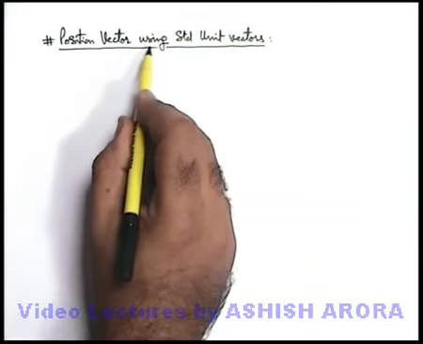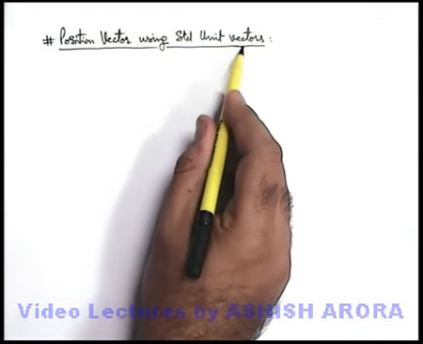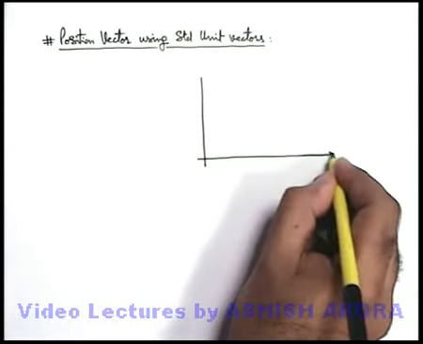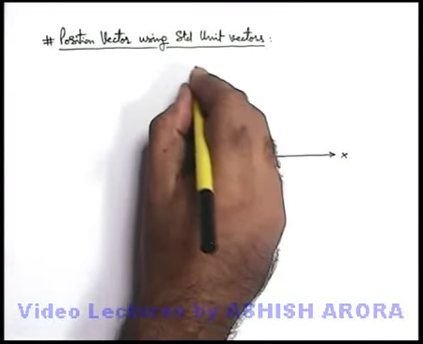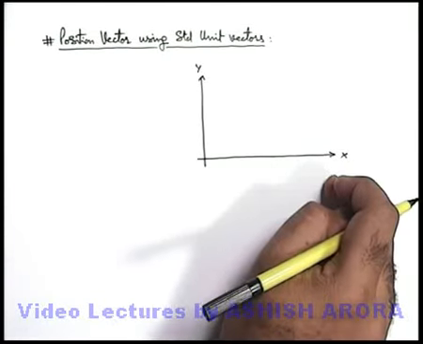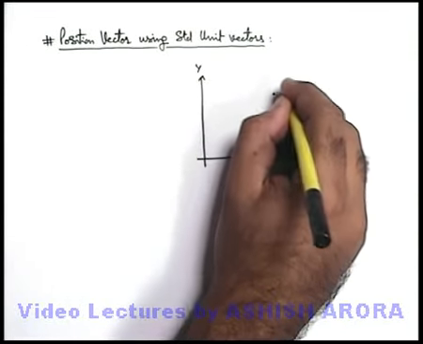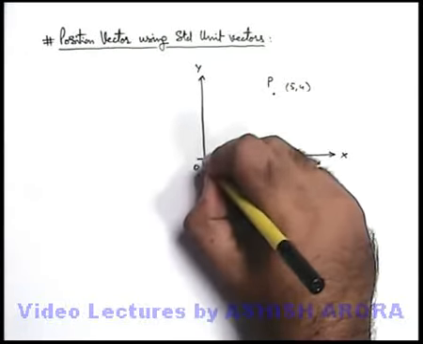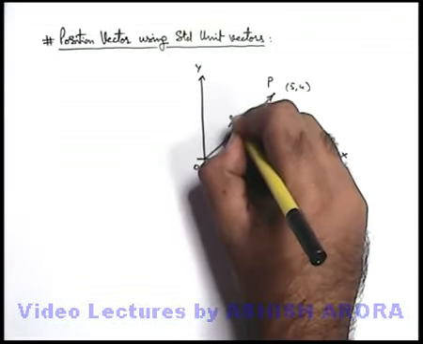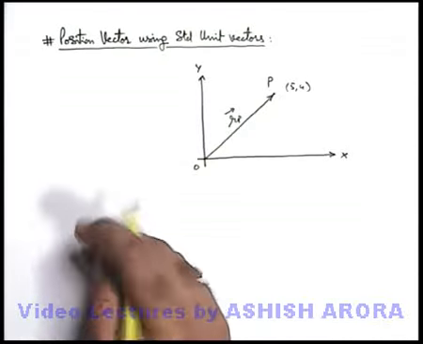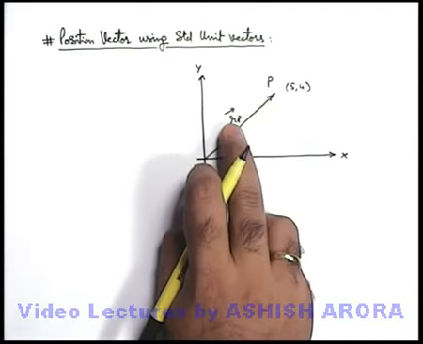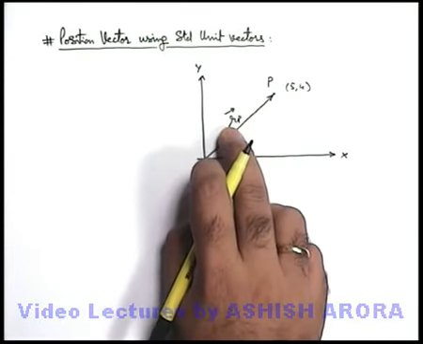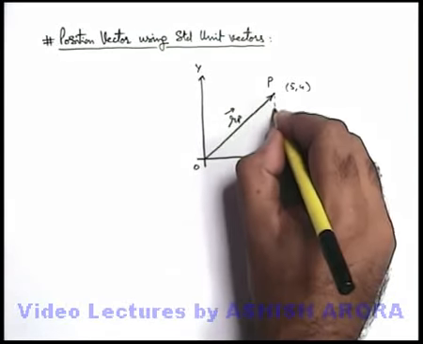Now we'll study how to express a position vector using standard unit vectors. We already studied that a position vector gives the position of a point. Say we talk about a two-dimensional coordinate system and we have a point P with coordinates 5, 4. Then the position vector of this point with respect to the origin is given as R P vector. This R P vector can be expressed in terms of standard unit vectors along the x and y directions. For this we need to resolve R P along the x and y directions.